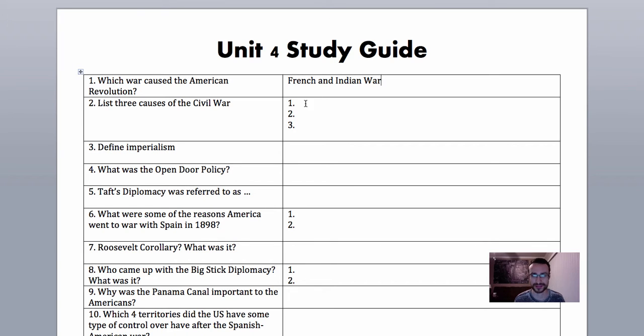List 3 causes of the Civil War. You can put a couple here. Southern states seceded from the Union. You could say Lincoln got elected. You could say attack on Fort Sumter.